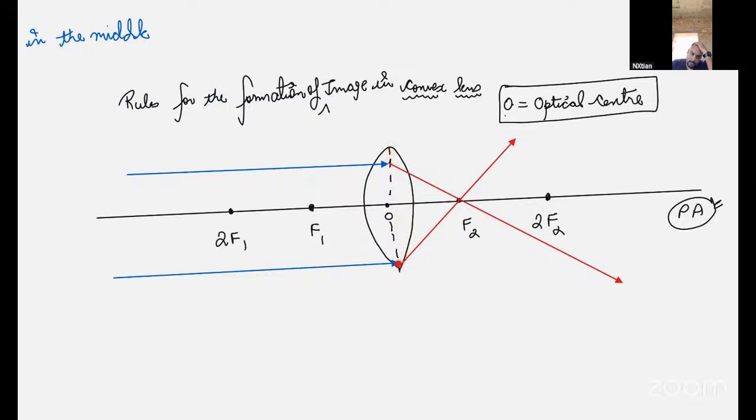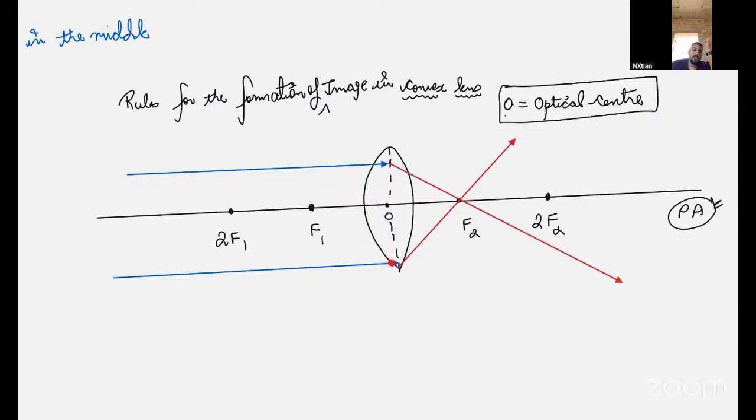Done. So guys, this is the first rule. It is just a line, and from the midpoint of that line you have to bend the ray.